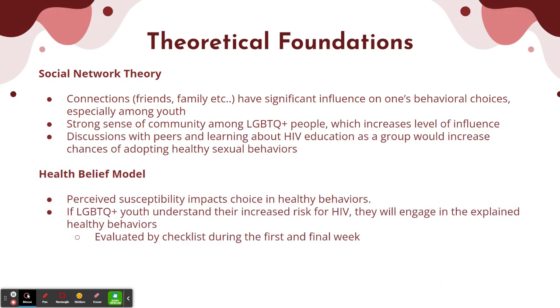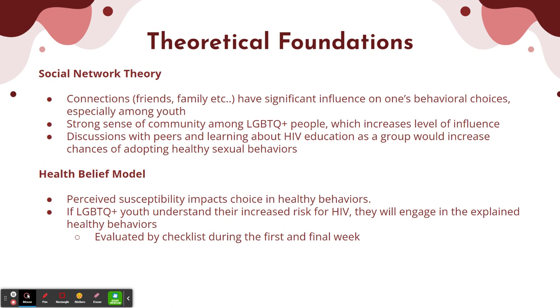So where does theory lie into this? So 2 main theories influence the development of this program. So one being social network theory. So connections have a significant influence on one's behavioral choices, especially among youth, and that's shown through the social network theory. And specifically with LGBTQ plus people, there's a strong sense of community. Most friends of an LGBTQ plus person are also LGBTQ plus, and that just increases the level of influence. So if one person is to engage with certain behavior, their community and network will likely follow as well.